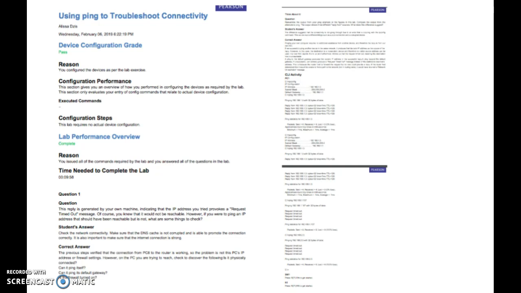Using ping to troubleshoot connectivity. So again, branching off of the config command, this was interesting to see it actually in slightly real time. Obviously, this is a simulation, but it was interesting to see the knowledge of why this is working the way that it does, and also branching off the stuff that we had learned previously.